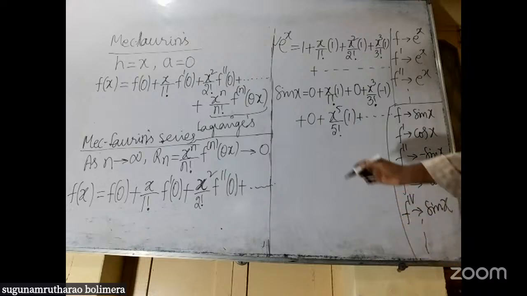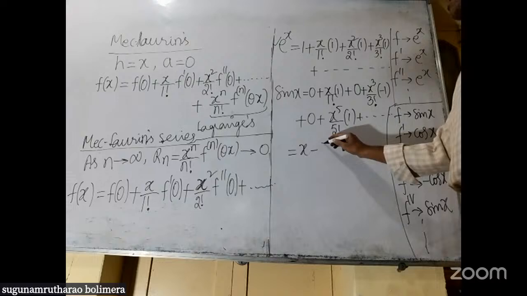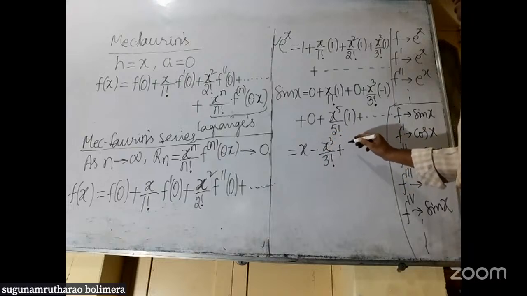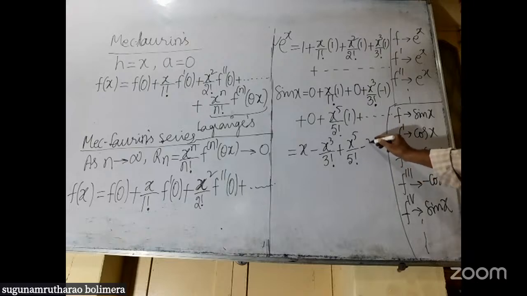So the sin x expansion is x minus x cube by 3 factorial plus x power 5 by 5 factorial minus x power 7 by 7 factorial plus so on. That is the sin x expansion.